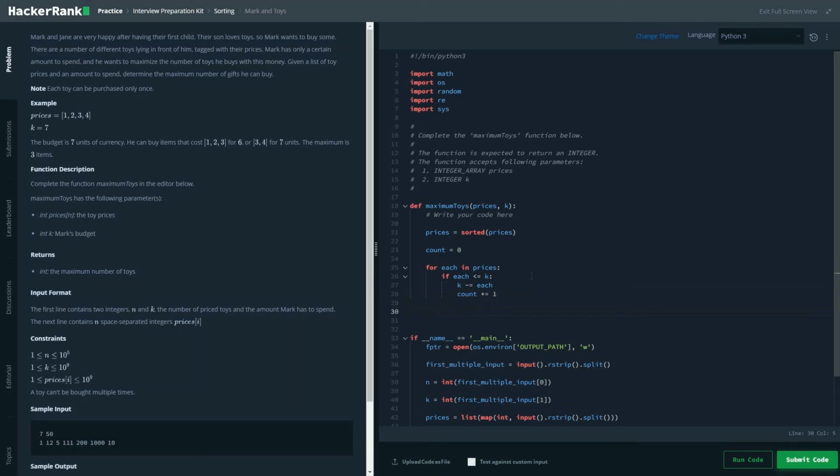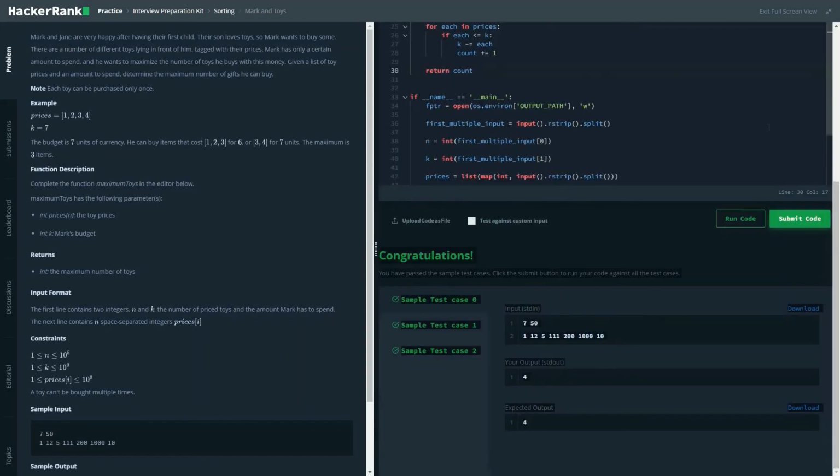And at last we'll be returning count. Very straightforward, simple problem. I guess 6 lines of code would be required. Let's submit the code.